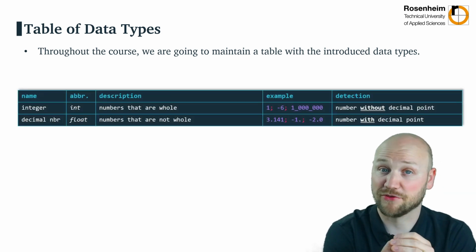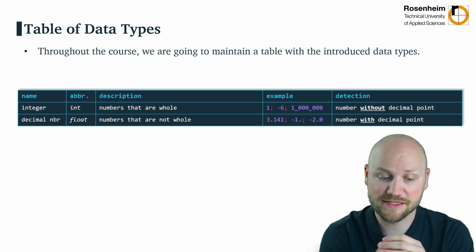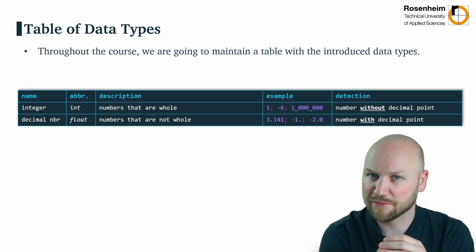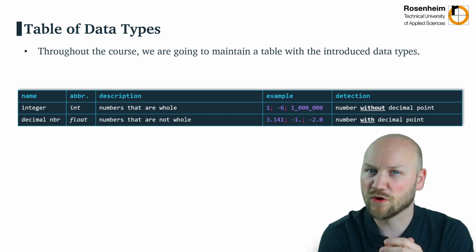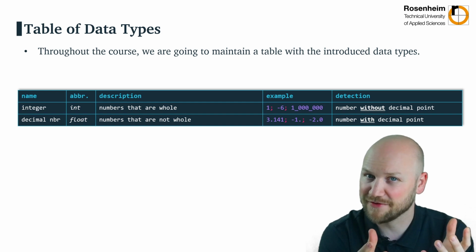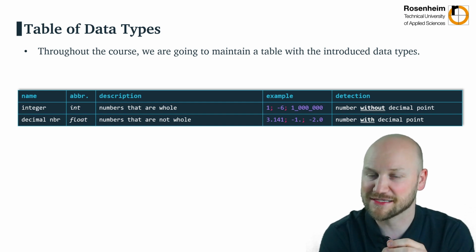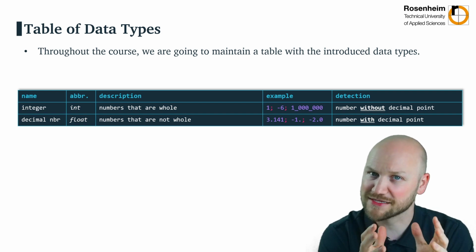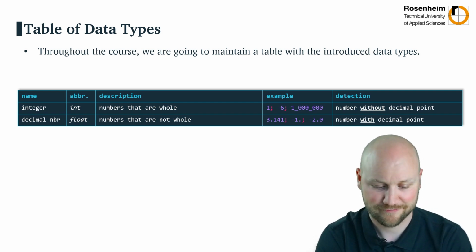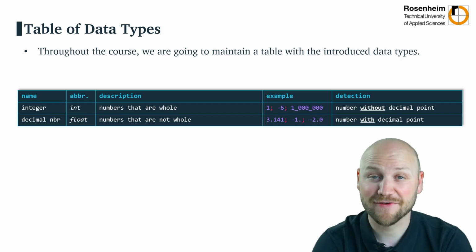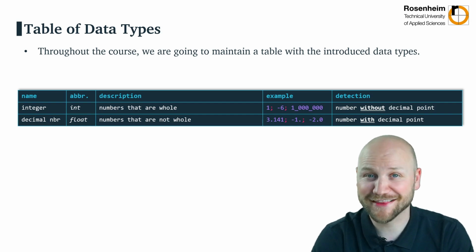Moreover, we learned about the float. That's a decimal number, and this is about numbers that are not whole. For example, the number pi, 3.141, or minus 1 point. Again, you don't need to have even something specified after the decimal point. And the detection is a number with a decimal point is a float. And let's have a look at practical examples in practicing these variables.